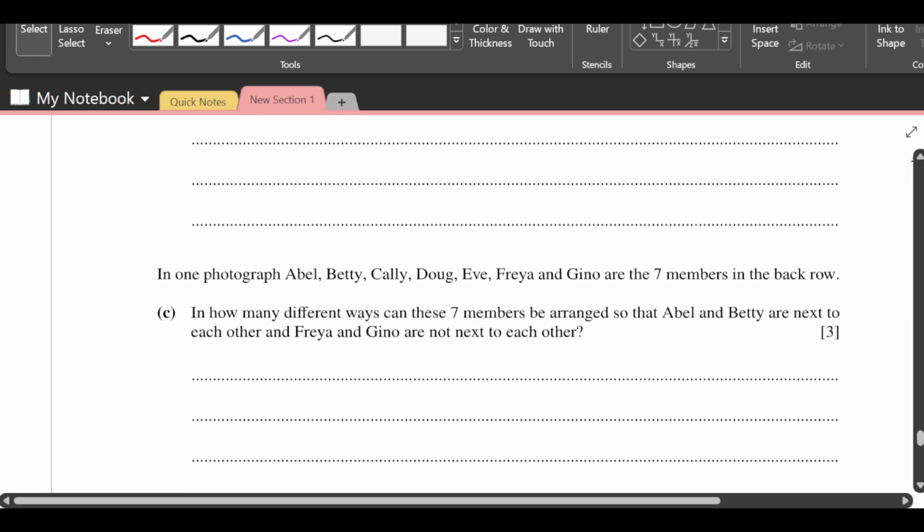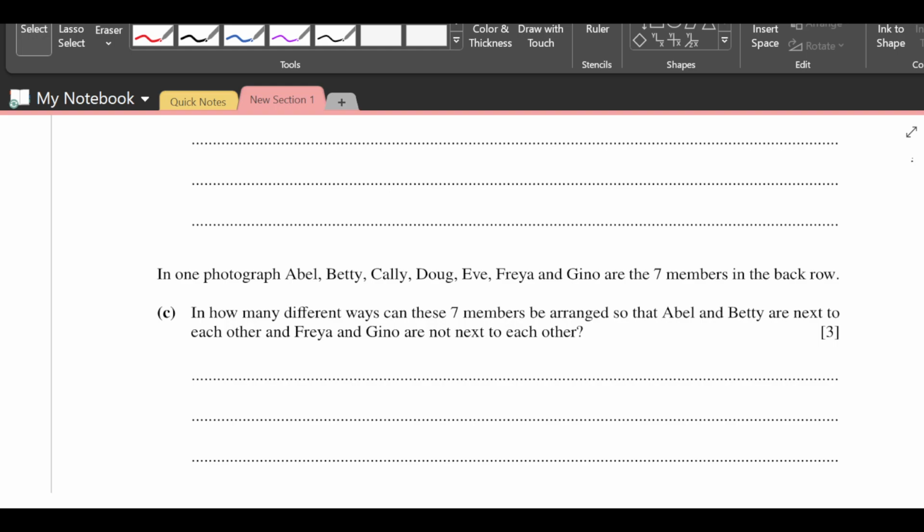Okay. Now in one photograph, Abel, Betty, Kelly, Doe, Eve, Freya, and Gino are the 7 members in the back row. And how many different ways can these 7 members be arranged so that Abel and Betty are next to each other and Freya and Gino are not next to each other?